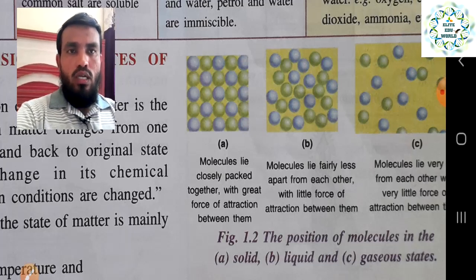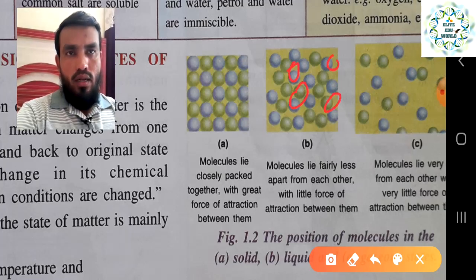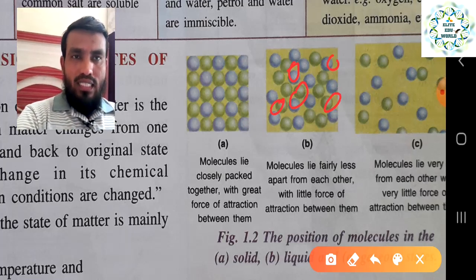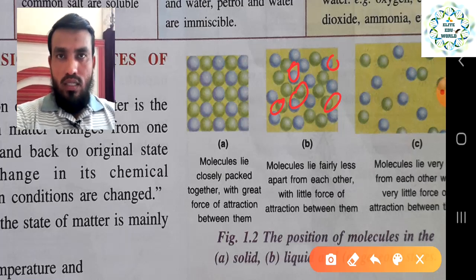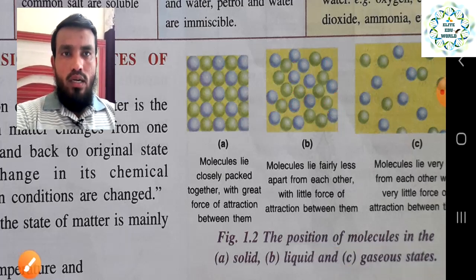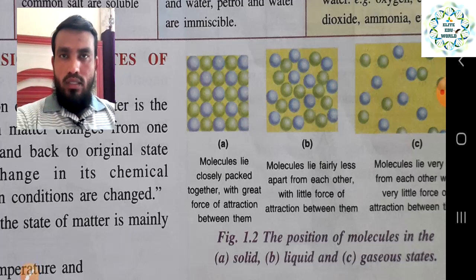When we are talking about the liquid, in B you can see the molecules of the liquid have some gaps. It is not totally packed like a solid. Molecules lie fairly apart from each other with a little force of attraction between them. Why is it happening? Why is there flexibility among the molecules? Because the force of attraction is less as compared to the solid. That is why the liquid can move within the bulk or the boundaries, and that is why it does not have a fixed shape.